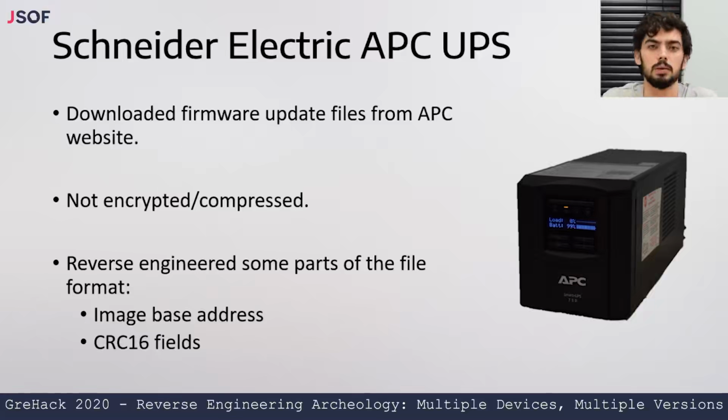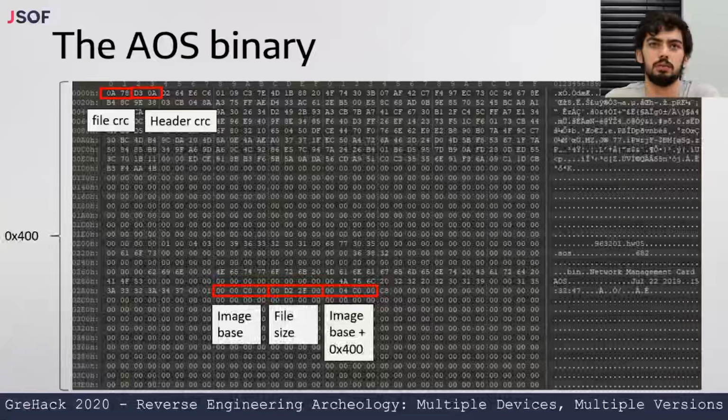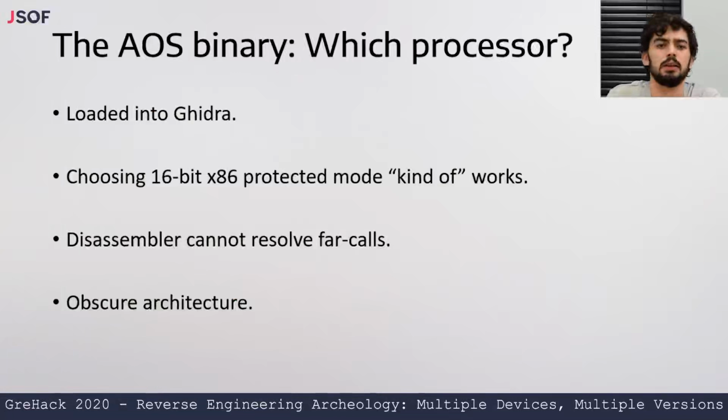And from this executable, we extracted the firmware files. Luckily, they were neither encrypted nor compressed, so that was relatively straightforward. We did have to reverse engineer some parts of the firmware image just to understand how to properly load it into our disassembler, but that was relatively easy. After that, we identified some x86 16-bit opcodes. So we loaded it into Ghidra with the right processor module, but we saw that it only kind of works.